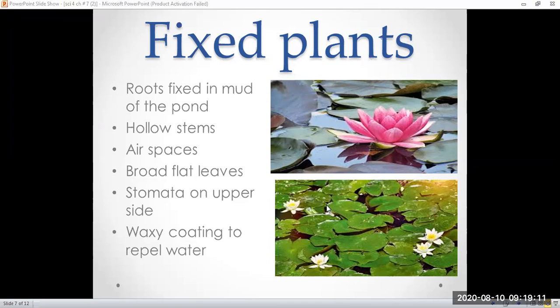So these stomata are on the upper side of the leaves. Again, I'm telling you, these are not minute, these are minute pores. They also have the waxy coating to repel water.